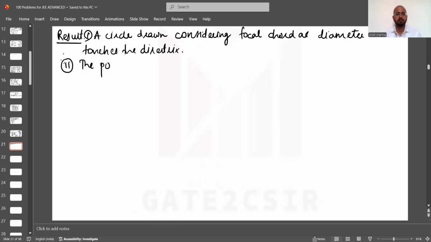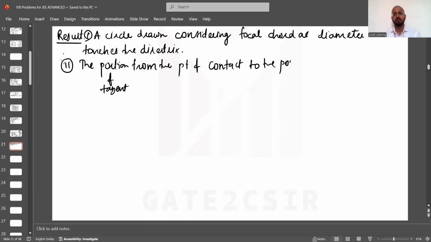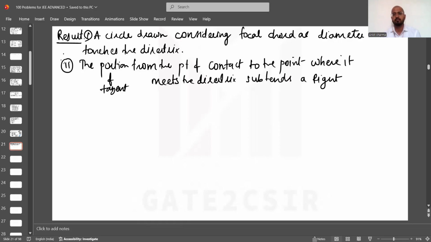Result 2 I'll be writing: the portion of tangent from the point of contact to the point where it meets the directrix subtends a right angle at the focus.